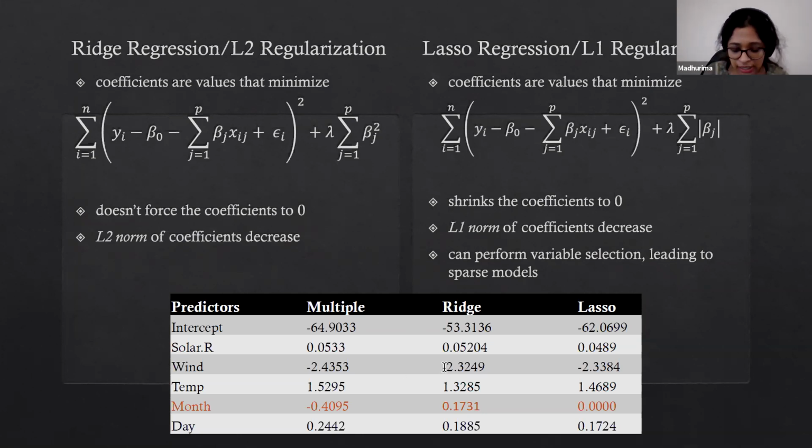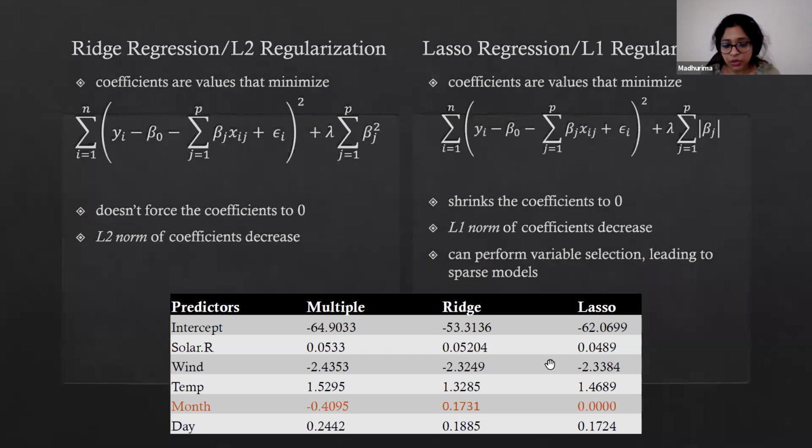So this is just a table that I thought would be very helpful in understanding what I was saying. Going back to the example that we had, the data set. These were my predictors for the ozone layer. The column where I say multiple is the result that I got from doing the multiple regression. These are the value of my intercept, and the estimates of each of these predictors. When I do a ridge regression, I see that these values have decreased, but not for the month; most of them have decreased.